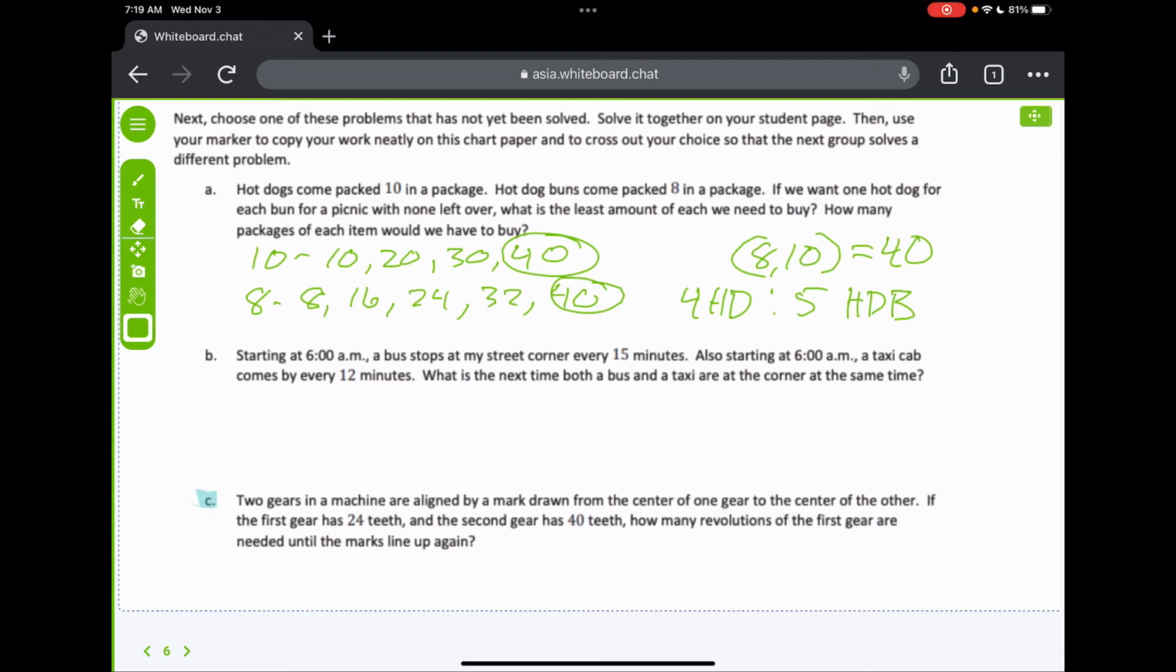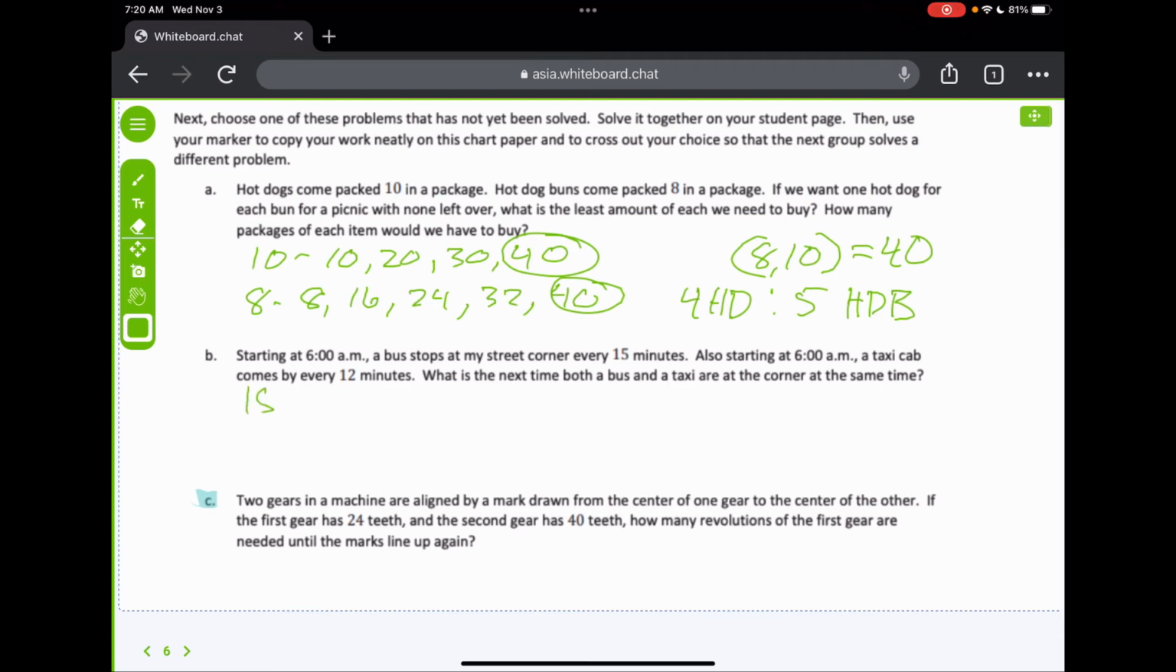B says, starting at 6 a.m., a bus stops at my street corner every 15 minutes. Also starting at 6 a.m., a taxi cab comes by every 12 minutes. When is the next time both a bus and a taxi are at the corner at the same time?